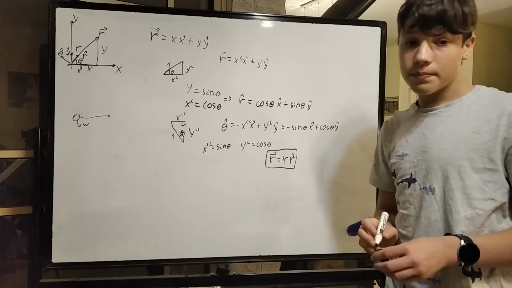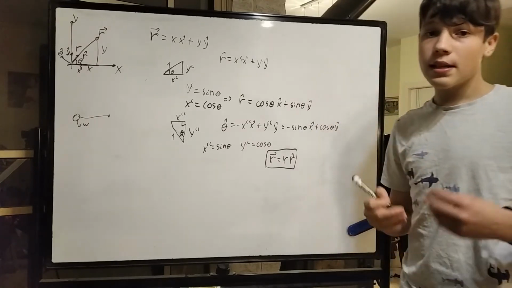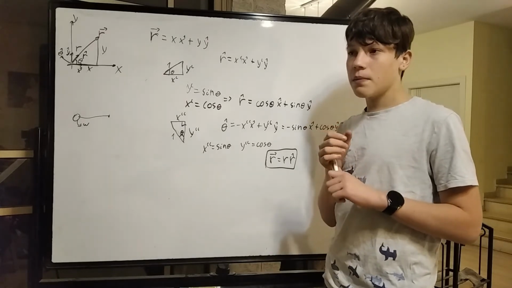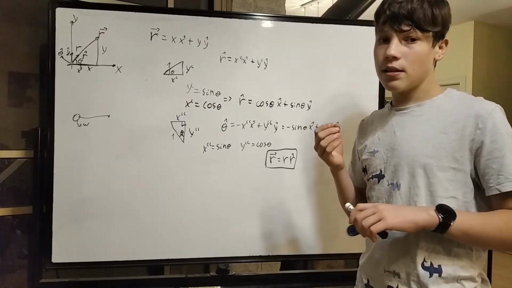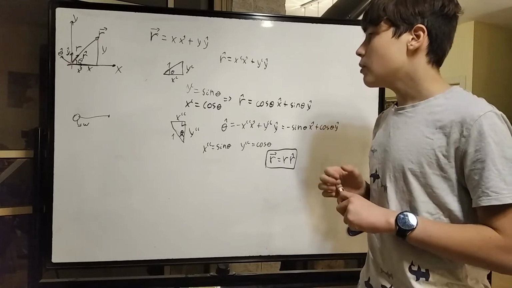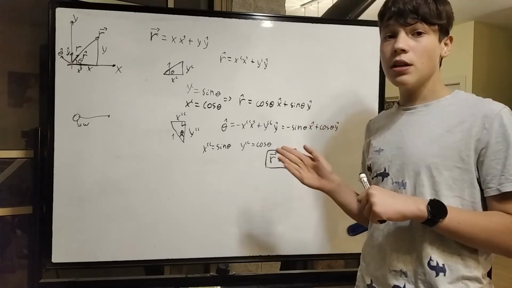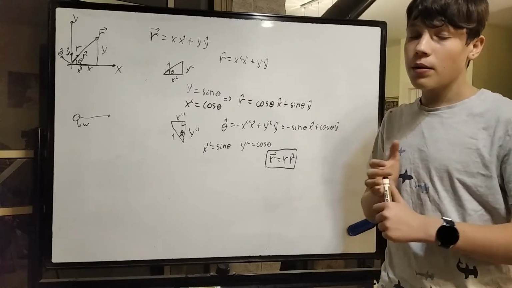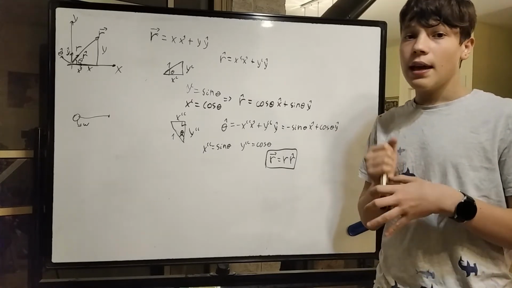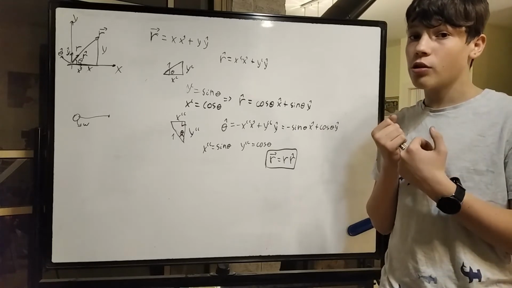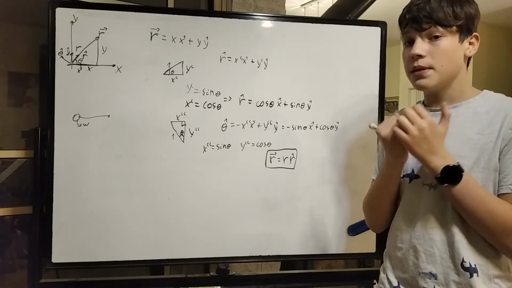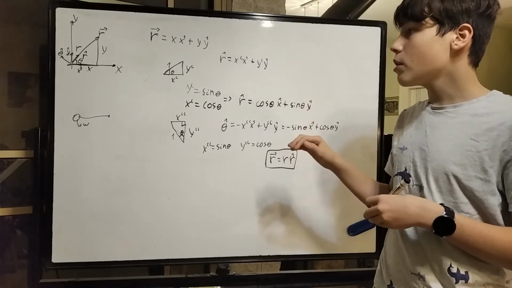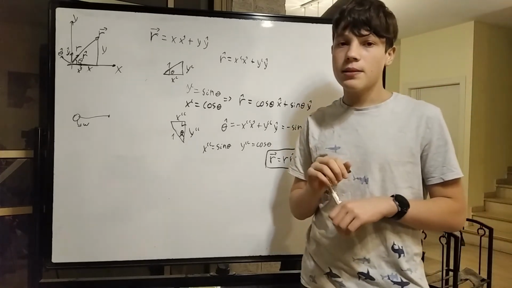But now, of course, it can't be that simple. If we want this to actually be useful, if we're talking about position, the vector r, we also need to talk about velocity and acceleration using polar coordinates for them to actually be useful. So let's quickly clean up the board a bit, and then we'll talk about that.